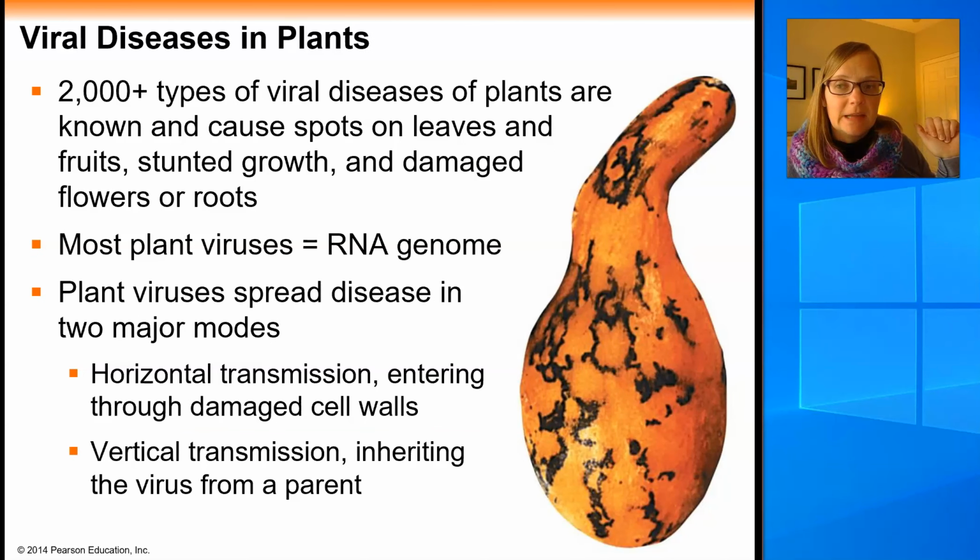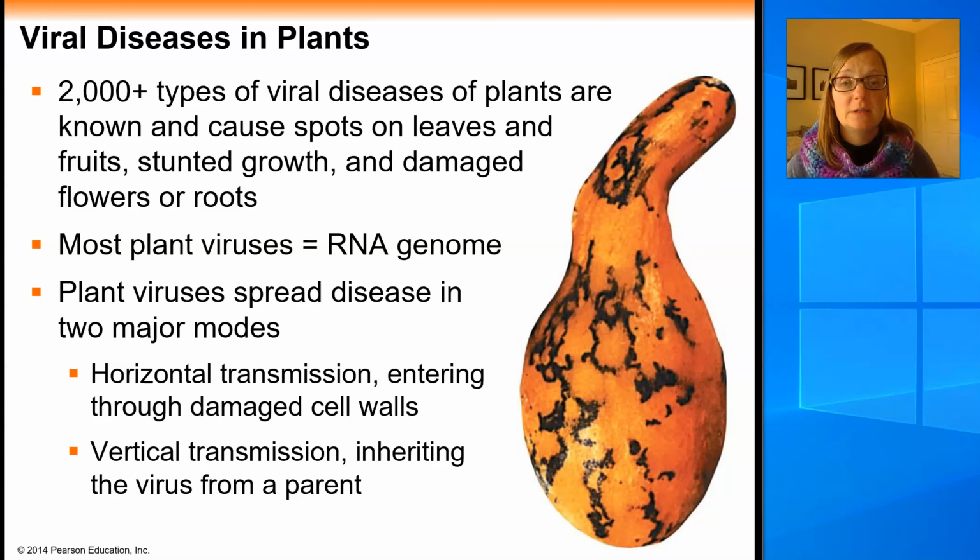All right, now we've talked about bacterial viruses, animal viruses. Let's talk a little bit about plant viruses. So yes, even plants are susceptible to viruses. There are about 2,000 or more viral diseases that have been detected in plants. And typically you can tell when a plant is diseased if you see spots on the leaves, or they have a funky shape, or the fruits don't look right, stunted growth, damage to flowers, roots, etc.